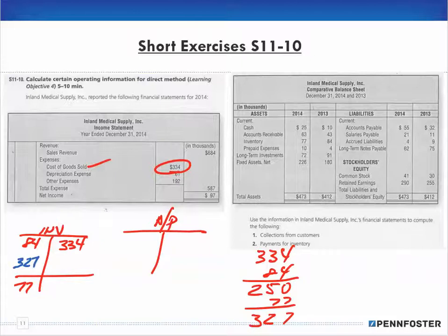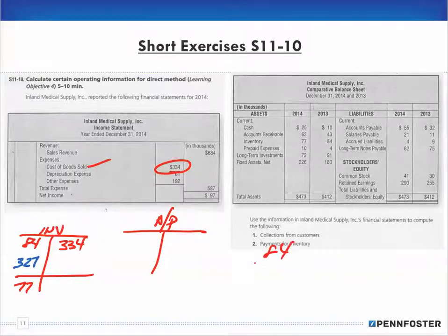So go ahead and, if you didn't get that, let's do the math from just looking at it itself. 84 plus 327 is 11, 10, 11, that's 411. And then we subtract out the 334, and we end up with 77. All right, that's to get to that bottom line.